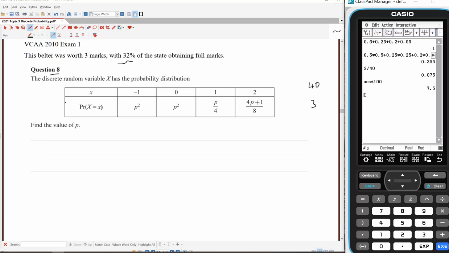So let's see how it works. It has a distribution that looks like this. Find the value of p. So we know that p squared plus p squared plus p on 4 plus 4p plus 1 on 8 has to equal 1, because they're telling us, hey, this is a probability distribution.